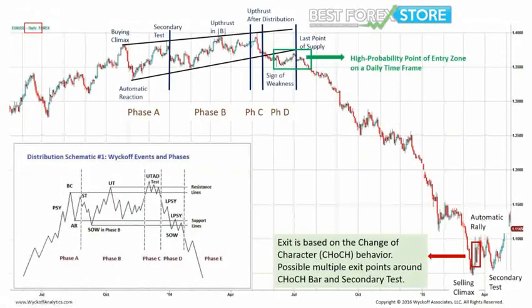Okay, so let's look at the structure at the lower time frame here, going from monthly to the daily.